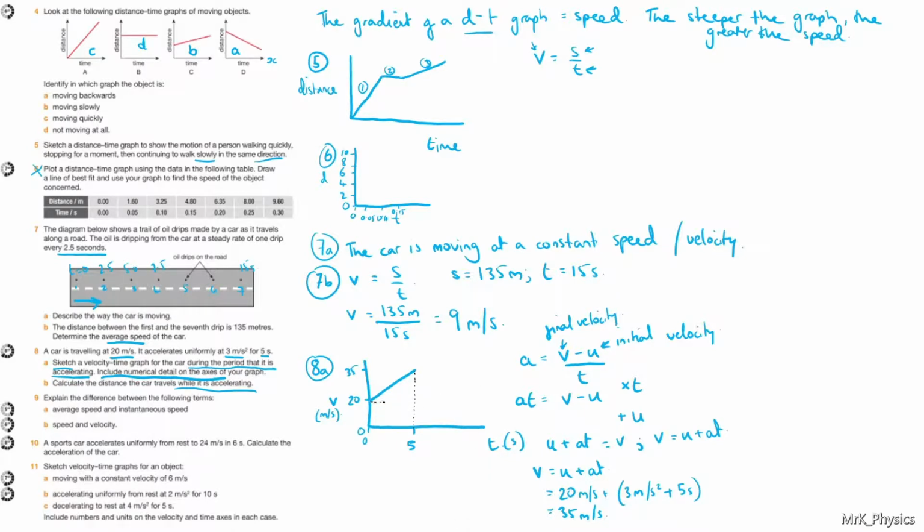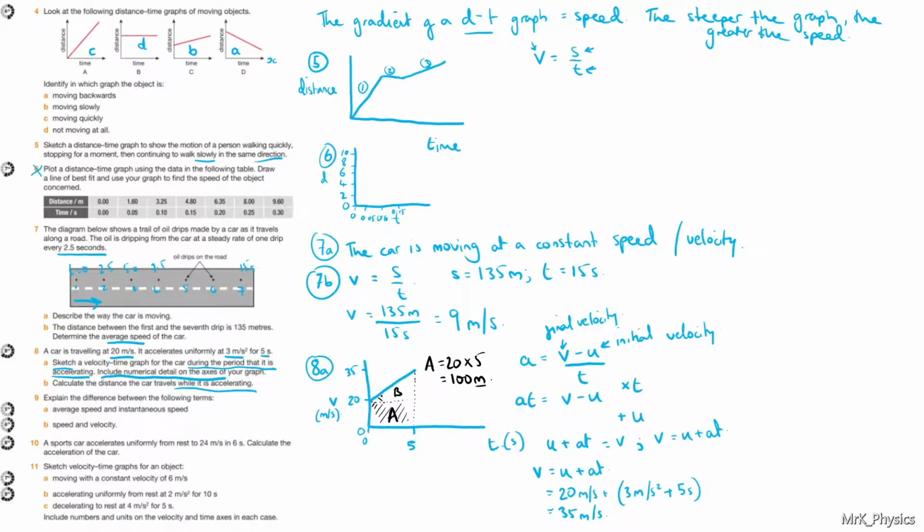Well, I'm just going to cut this up into 2 shapes. The first thing I'll do is work out the area of this shape. I'll call that shape A. A makes a rectangle, so I'm going to say that A is 20 times 5. That's the area of it. That's 100 meters. We're working in meters per second and seconds, so that's going to be in meters.